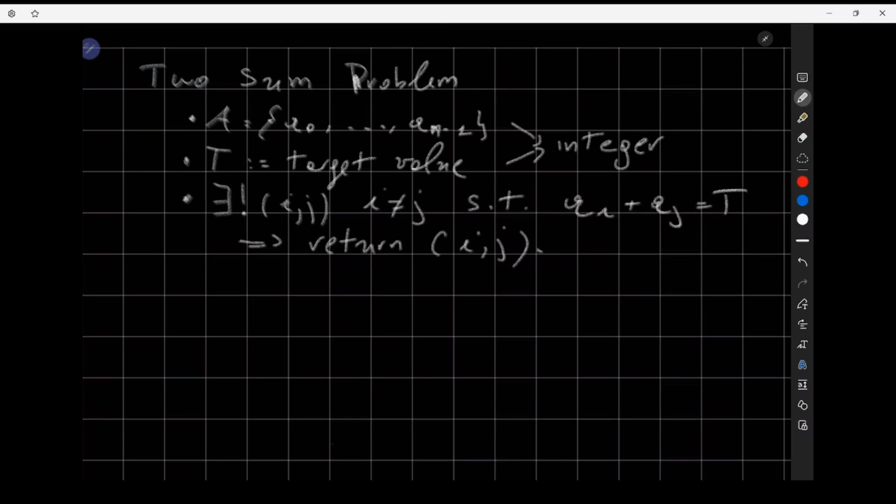Now, to solve this problem with a naive approach, we just have to look at this formulation of the statement of the problem. This proposition here is telling us that all we have to do, because the pair exists, and by skipping just the ones that are equal, so the equal indices, is to find the pair such that the values at those indices add up to the target value t.